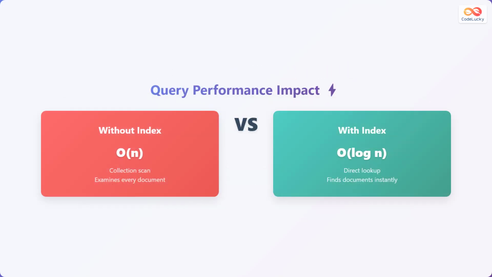Query performance impact. Without index, O(n). Collection scan. Examines every document. With index, O(log n). Direct lookup. Finds documents instantly.